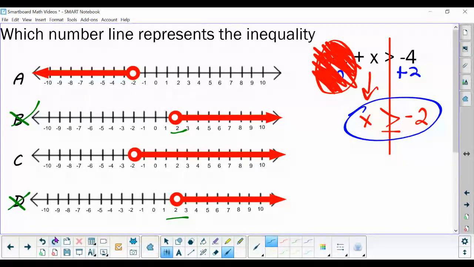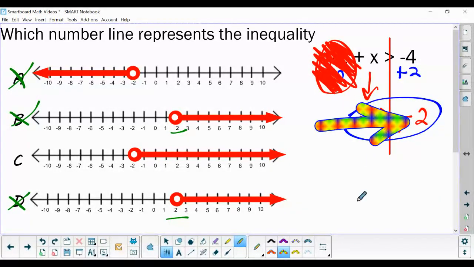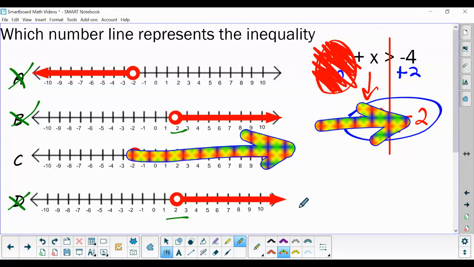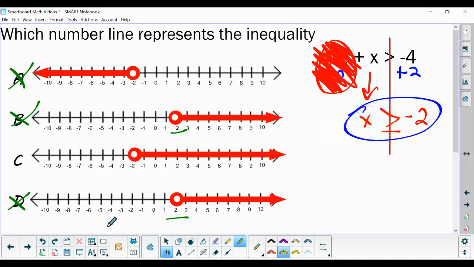That means it has to be numbers that are bigger, which are all these numbers are bigger than negative 2. All these numbers are smaller than negative 2, so it cannot be A. And if you forget what direction, if that doesn't help, just look at where it's pointing as far as the pointing part of your inequality. It's pointing that direction, so mine should also be pointing the same direction. And it is. My answer is C.